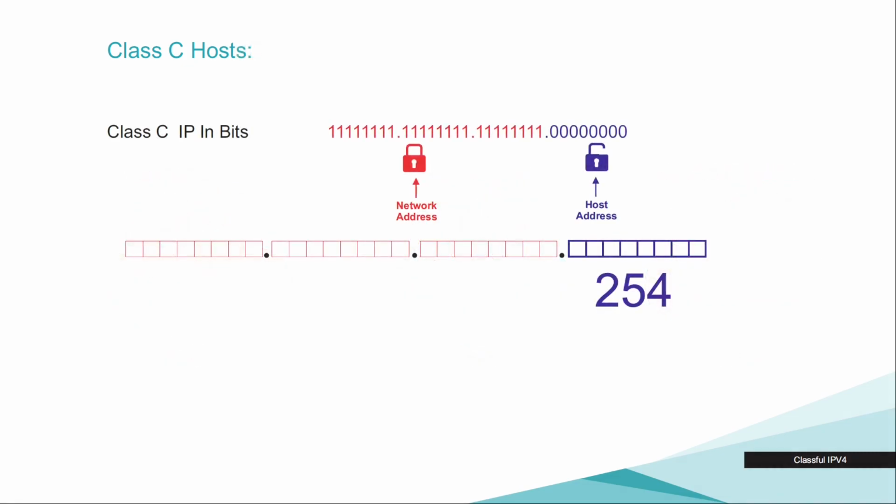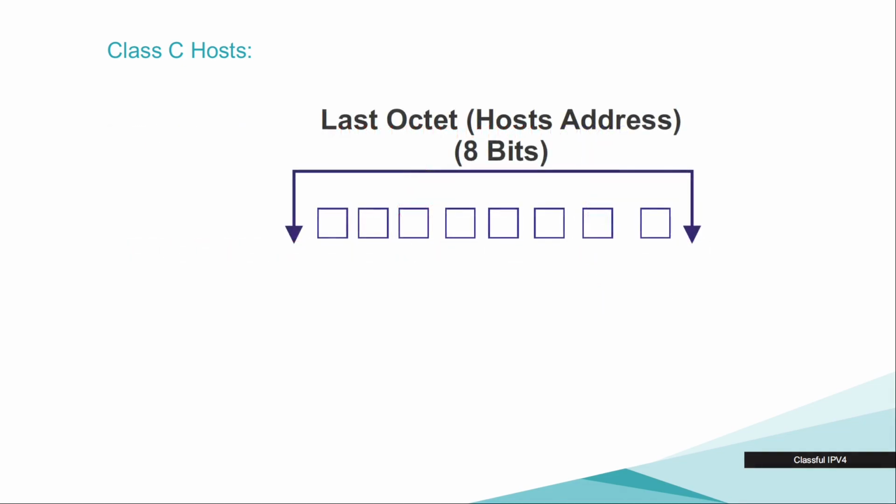So let's calculate the host address for class C and see why class C gives us 254 hosts. First of all, the host address is 8 bits, which means 24 bits for the network address, which is the first 3 octets, and 8 bits for the host address, which is the last octet. So let's expand the last octet in order to see the host addresses. So the last octet is 8 bits.